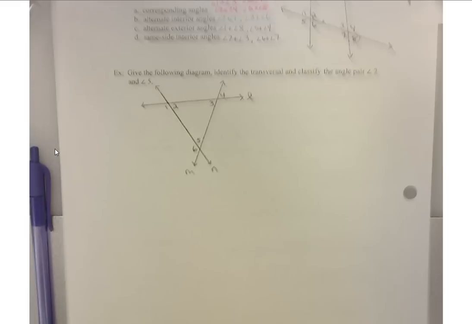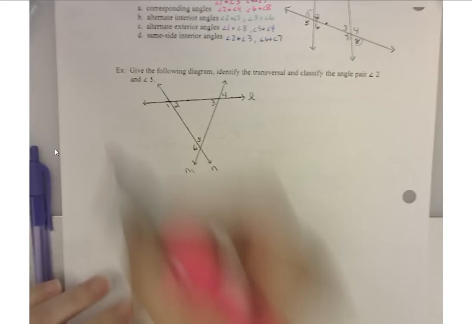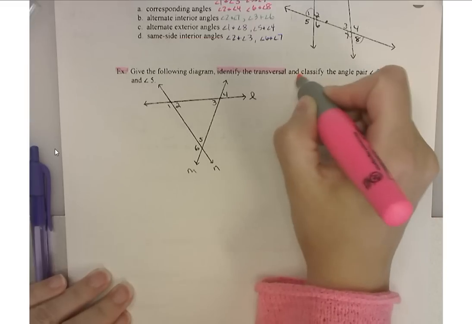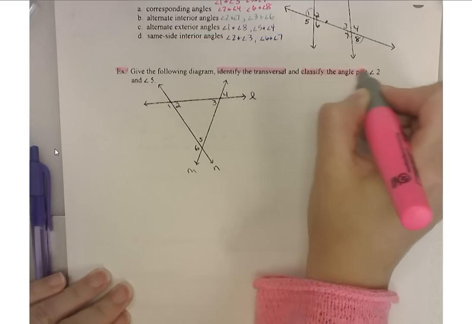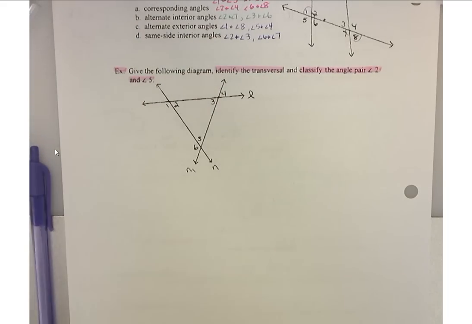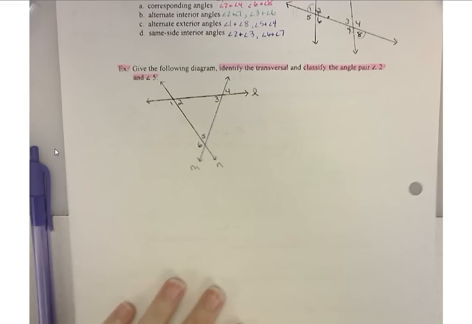All right, now the last thing that we're going to do is, given this diagram, we have to identify the transversal and classify the angle pair 2 and 5. Okay, so when you're looking at your angles 2 and 5, you are going to want to mark those off in your diagram. We are actually going to add another one to this.